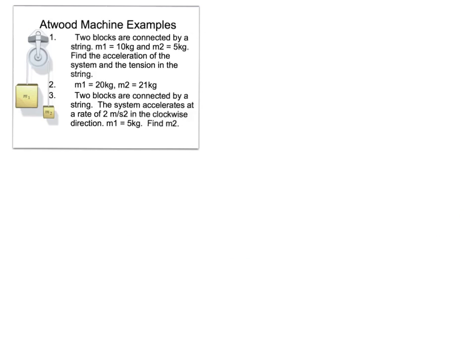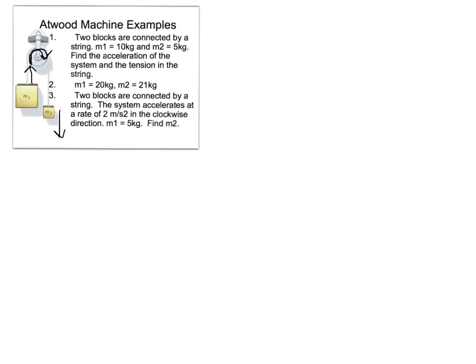On to example 3. Two blocks are connected by a string. The system accelerates at a rate of 2 meters per second squared in the clockwise direction. Clockwise direction means that it spins like a clock would, which is this way, meaning that mass 2 moves down and mass 1 moves up. So clockwise is the way a clock moves, kind of like up and to the right.